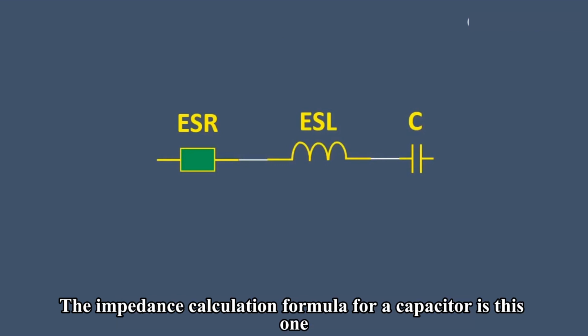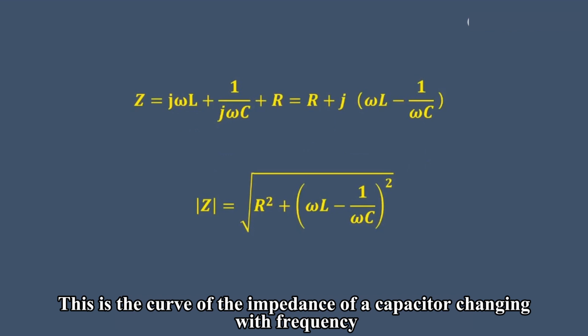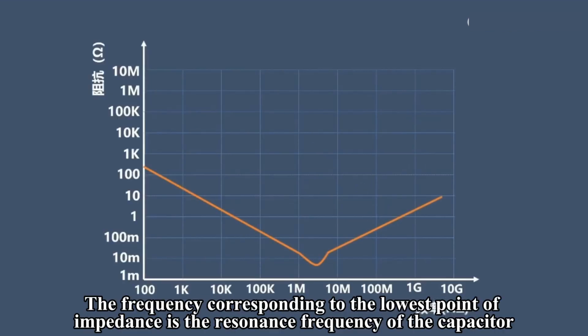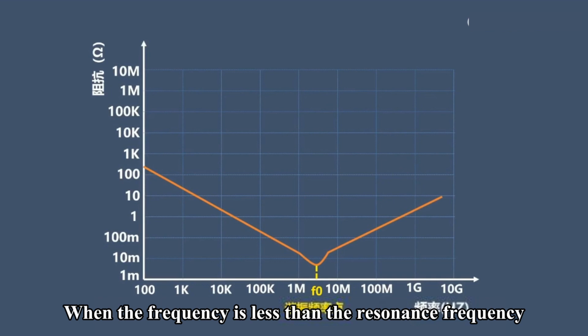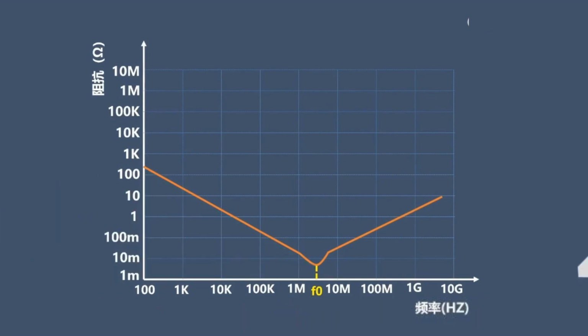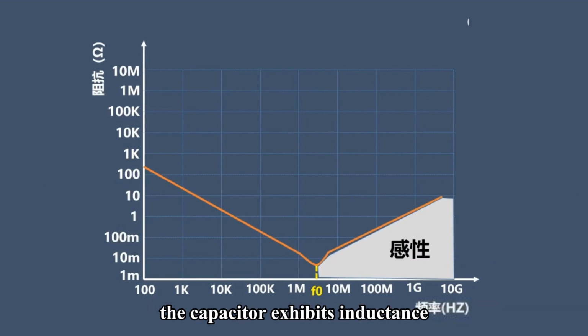The impedance calculation formula for a capacitor is this one. This is the curve of the impedance of a capacitor changing with frequency, similar to a V-shape. The frequency corresponding to the lowest point of impedance is the resonance frequency of the capacitor. When the frequency is less than the resonance frequency, the capacitor exhibits capacitance. When the frequency is greater than the resonance frequency, the capacitor exhibits inductance.